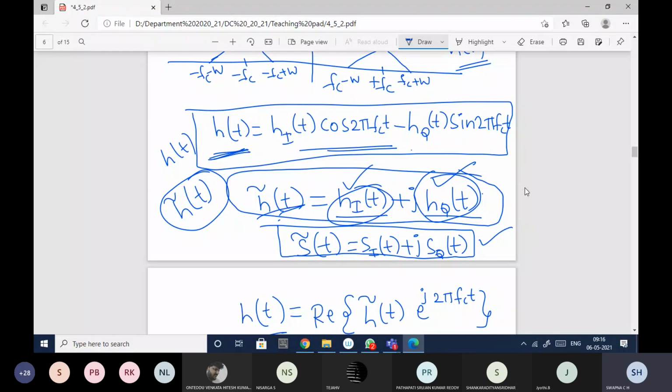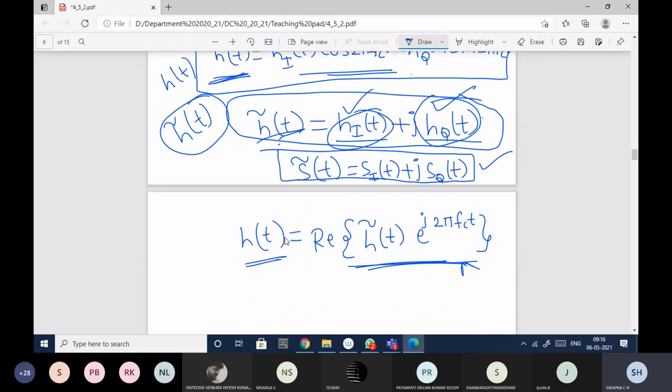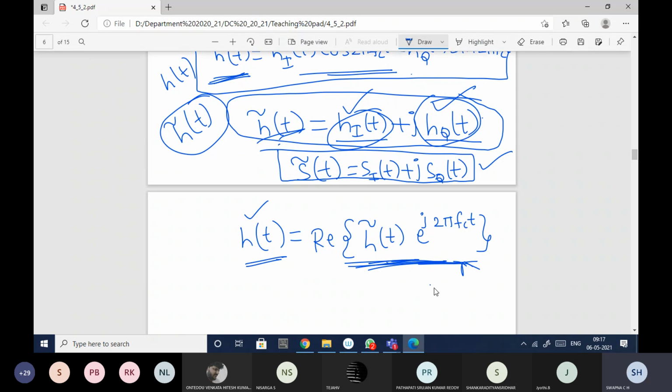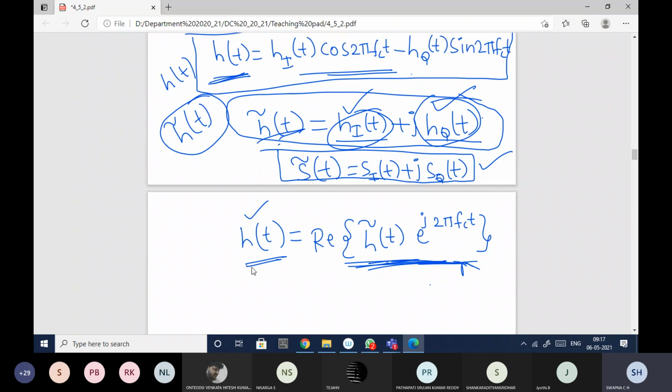If I know h tilde of t, then I can find h(t). How can I find h(t)? h(t) is nothing but the real part of h tilde of t e power j 2 pi fct. How have I written this equation? I need to find h(t), so h(t) is nothing but Re of h tilde of t e power j 2 pi fct. This is again by taking the analogy between the bandpass system and the bandpass signal. This is what we have seen now.